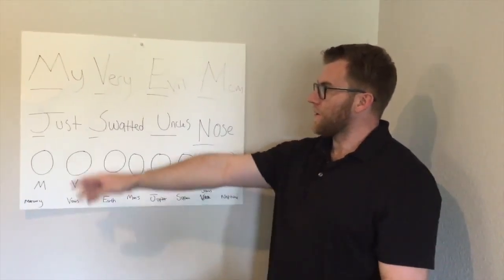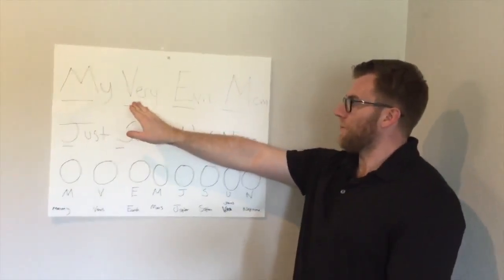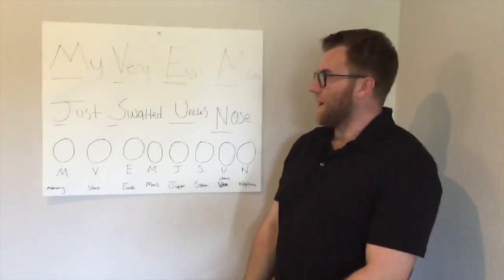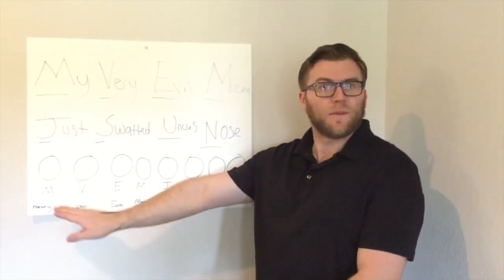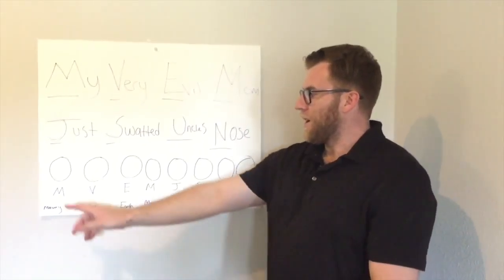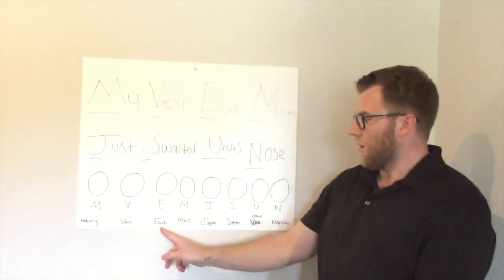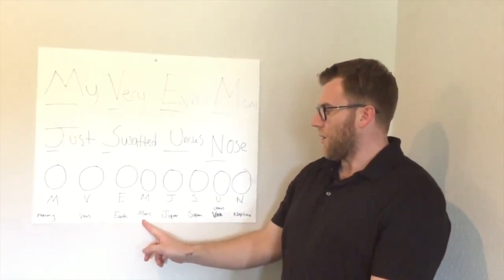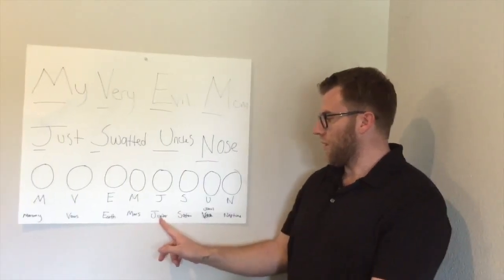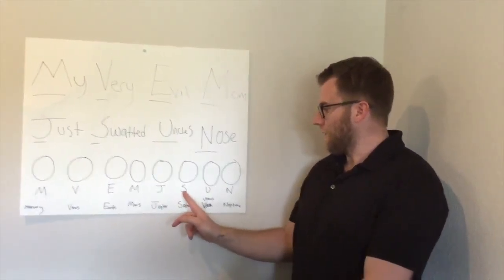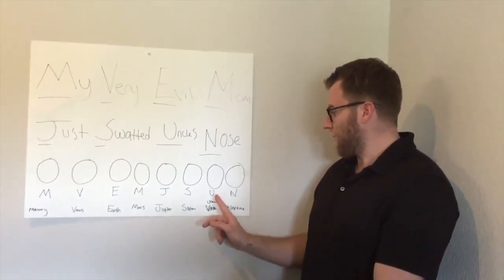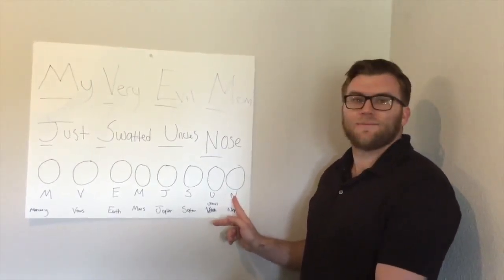If you take the first letter from each word in the sentence and memorize it, you will have memorized the first letter of the names of the planets, which is Mercury, M, Venus, V, Earth, E, Mars, M, Jupiter, J, Saturn, S, Uranus, U, and Neptune, N.